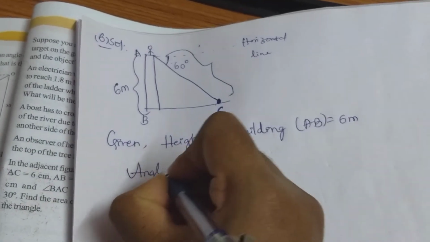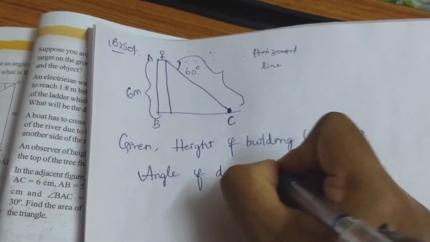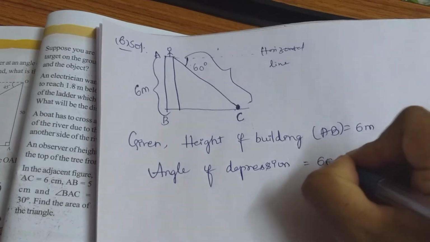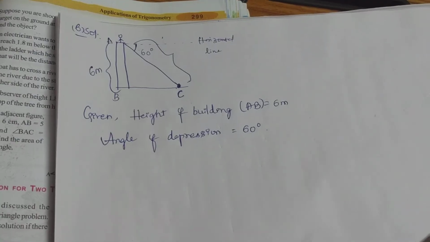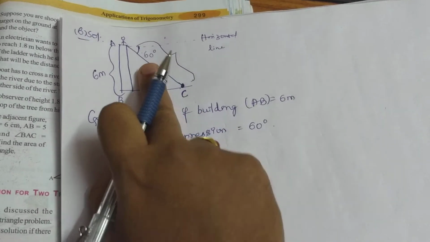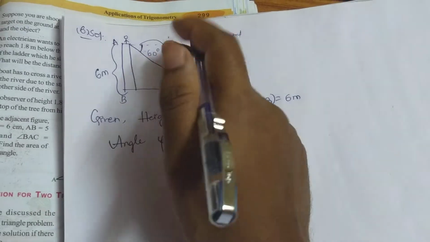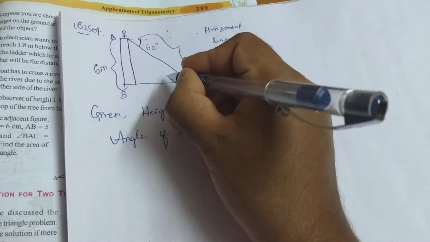So angle of depression is also given. Angle of depression equals to 60 degrees that they have given. So in the figure, it's the angle that a person is shooting here. The angle will be 60 degrees and this angle will remain the same.